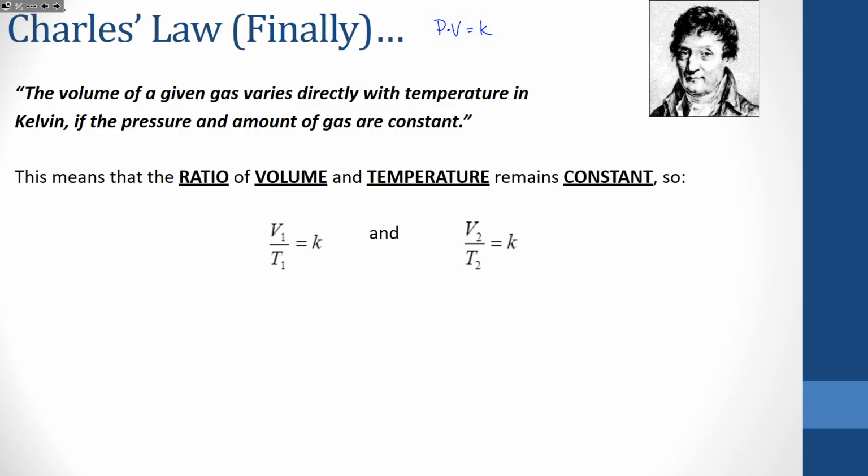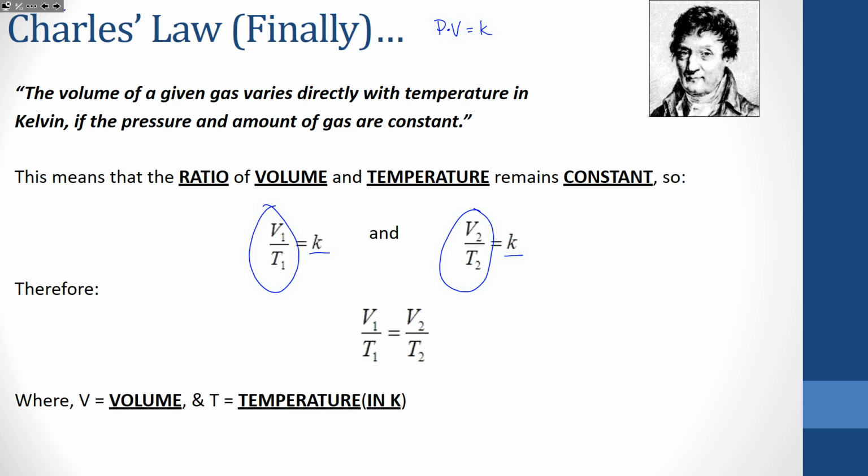So if we take one volume and divide it by its temperature, we'll get a number. And we take another volume and divide it by its temperature, we'll get the same number. So since these two things both equal K, we can say that both of those things are equal to each other. And then here's Charles' law in a formula format.